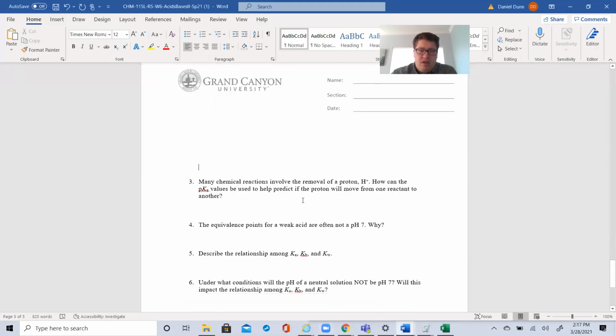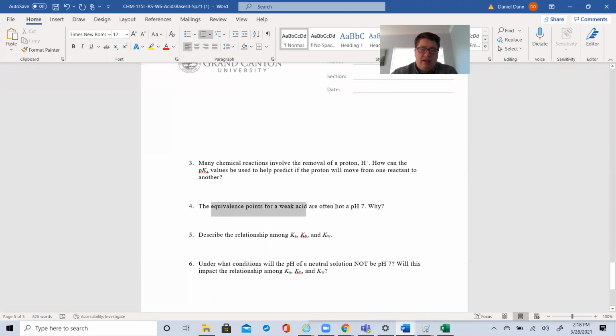Okay. So many reactions have involved the removal of a hydrogen. Hint, hint, wink, wink. That's an acid. Acids remove hydrogen. How can the pKa value be used to predict this? Remember, I just told you guys, the lower a pKa value or the higher a Ka value is, dictates how strong the acid is. Stronger acids will almost always donate their protons and thus shift the reaction forward. So you can tell based off a substance's Ka value if it's going to act as an acid or base.